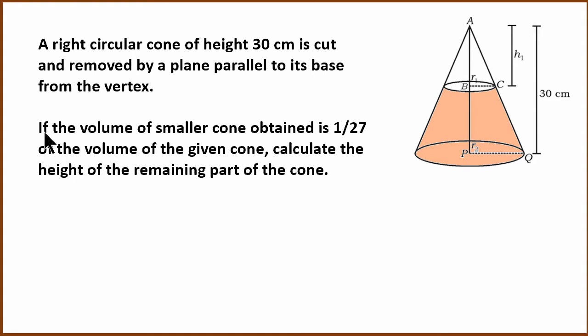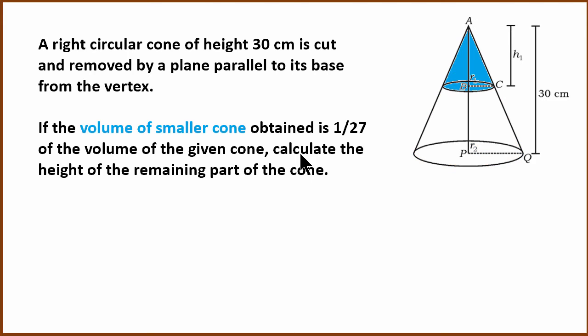What is the question? The question says if the volume of the smaller cone that is obtained is 1 by 27 of the volume of the given cone, calculate the height of the remaining part of the cone.